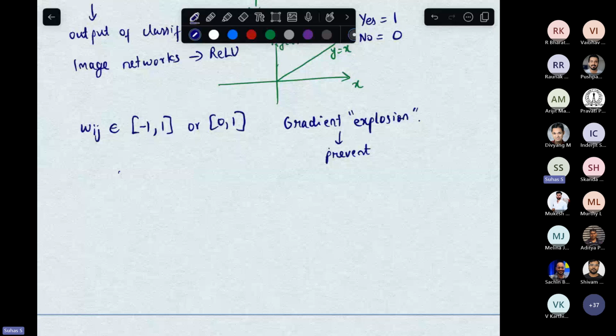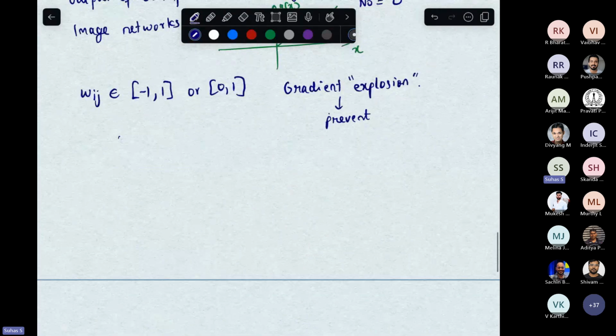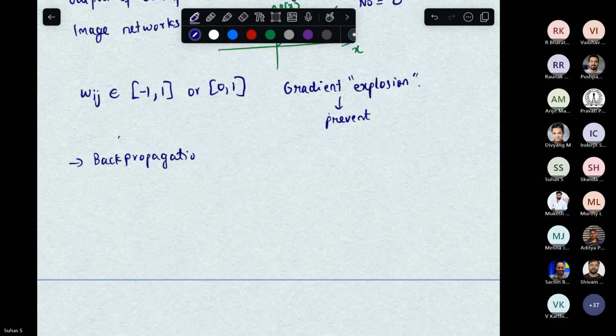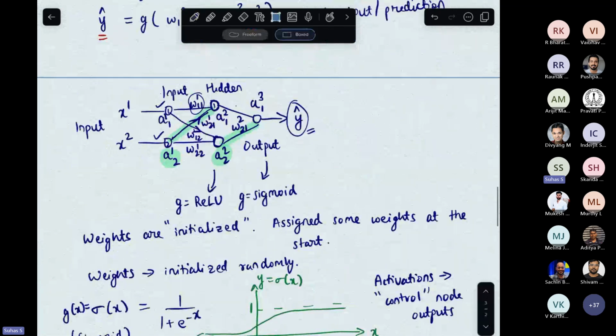You will encounter this in almost any application, where the weights are going to be very small, and you start off with those weights, and then you start learning your network through backpropagation. Okay. So now let's move to backpropagation. Let's go back to our neural network that was over here.